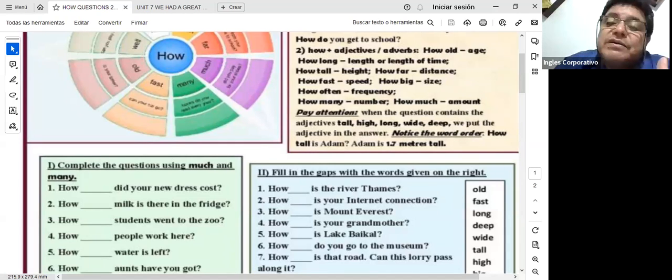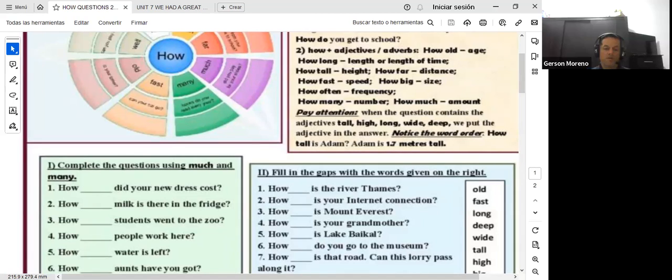How much, you can only measure weight. For example, sugar. You say, how much sugar do you need? I need 1 pound, 2 pounds, 5 pounds of sugar. Or 1 bag of sugar. But you say, how much sugar? How much rice? You say, how many bags of sugar, right? Whereas how many, you can count.